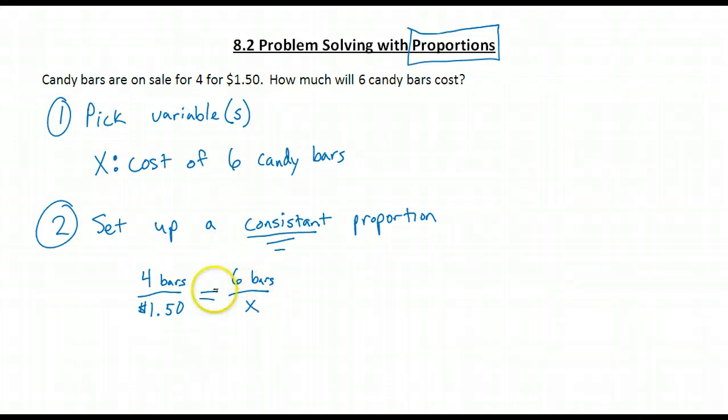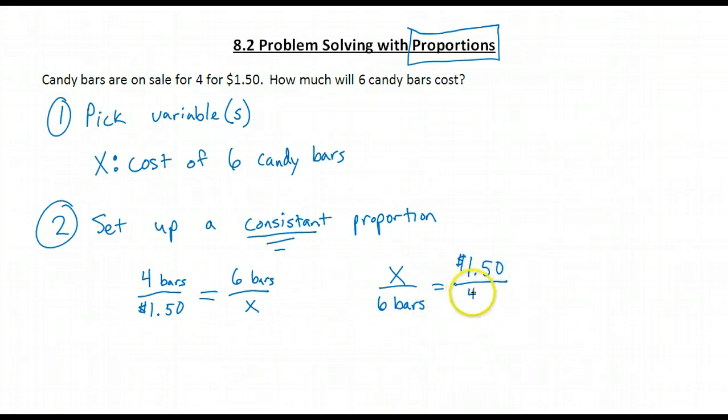This isn't the only way to set up a consistent proportion. If I say X over 6 bars equals $1.50 over 4 bars, I've also set up a consistent proportion. Cost to cost, bars to bars, left and right, top and bottom.